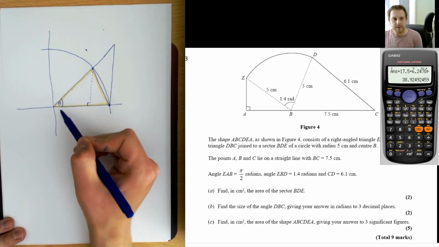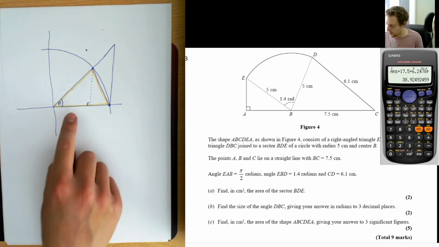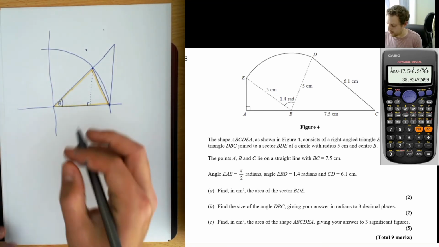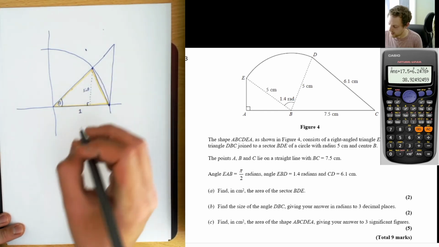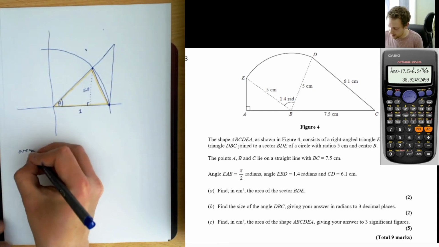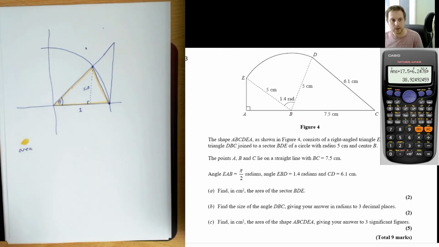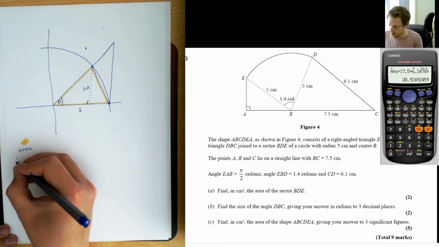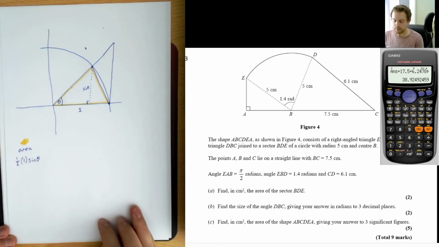So the area of this triangle here, well, what's the base length? The base length is 1, and what's the height? The height is sine theta. So the area of the yellow triangle is literally 1/2 times base times height. Okay, so that's that area there.